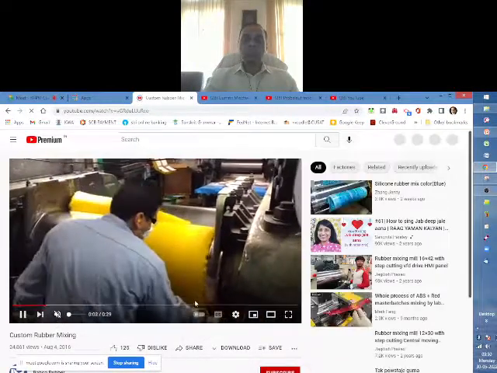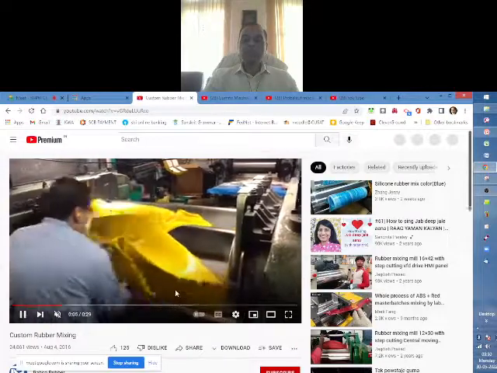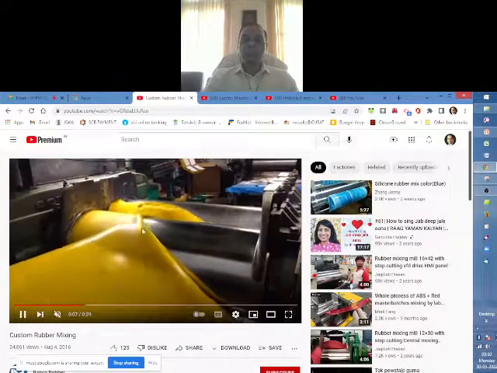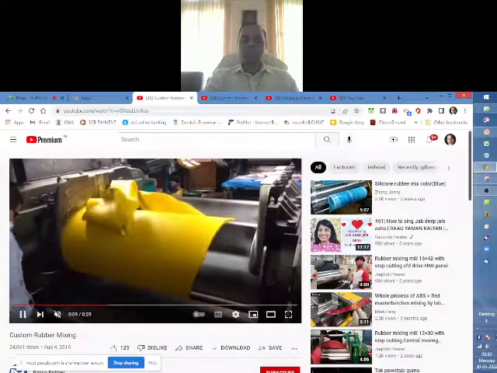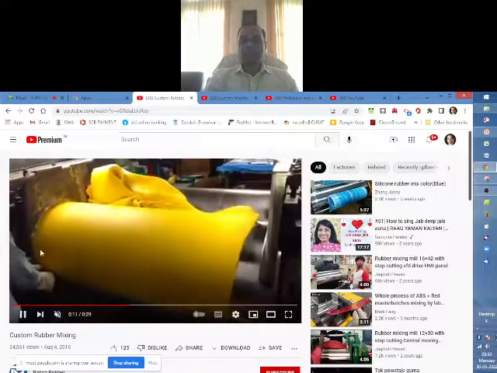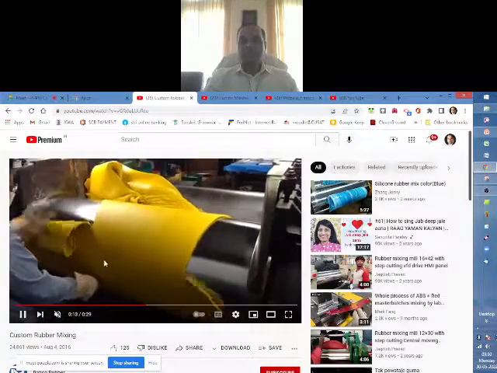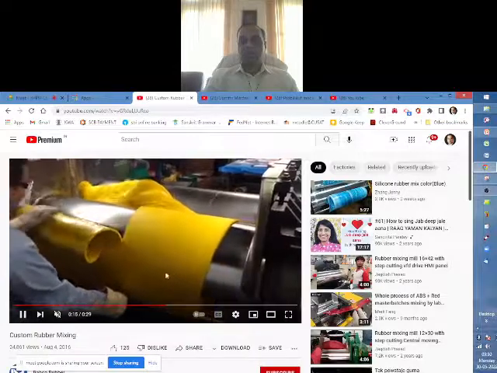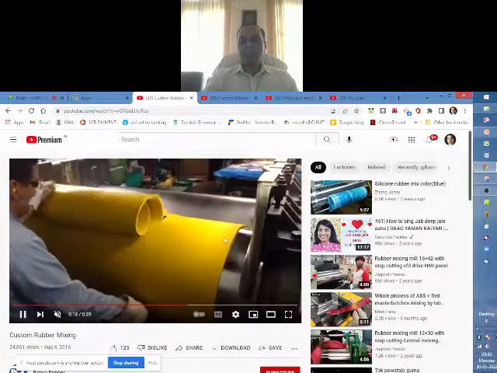So the gentleman is holding a knife in his hand, giving what is called a 3/4 cut, and he is feeding it in from the other side. Now he will do the cut from the other side and then feed it into this side.